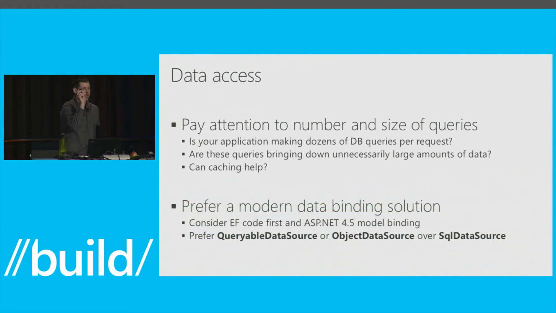So, what did we cover there? If you are using SQL data source hooked up to grid views or basically anything, try to prefer something like model binding. If you can't use model binding, try using one of the other data sources like queryable data source and returning IQueryable of T from within your code behind. And that will enable us to craft basically a SQL query that has proper take, skip, order by. And that should drastically lighten the load on your application layer.